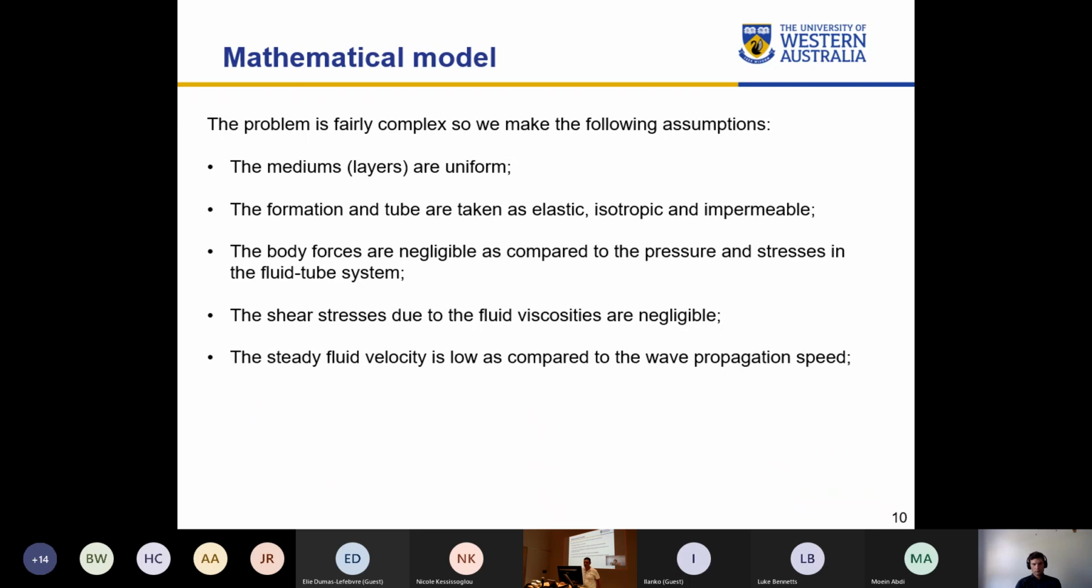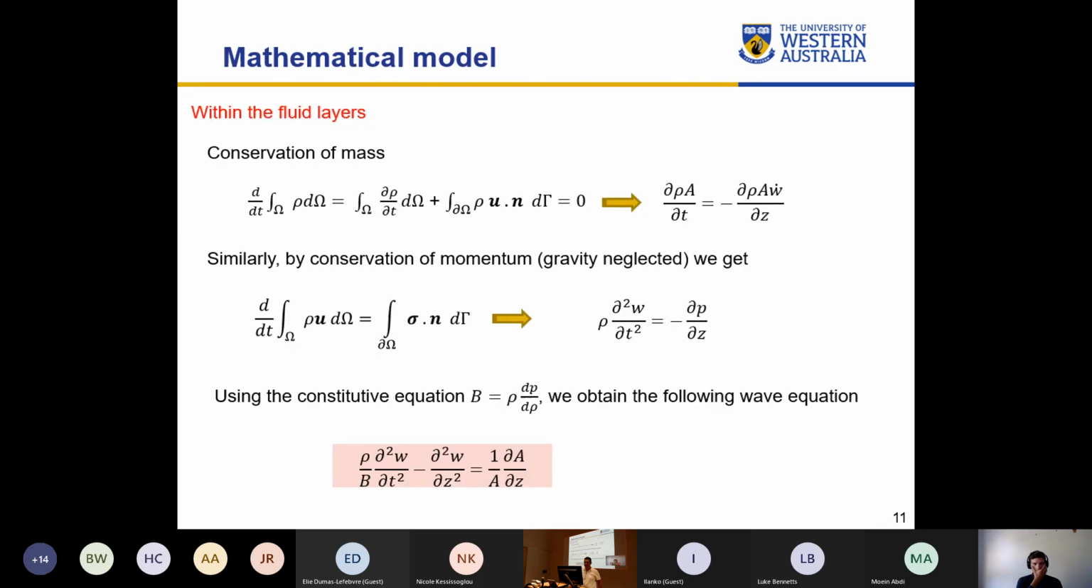The body forces are ignored in this case, but we consider the pressure and stresses that are in the tube and the fluid system. Shear stresses due to the fluid viscosities are negligible in the fluid domain, and the steady fluid velocity is low compared to the wave propagation speed. So these are the assumptions.